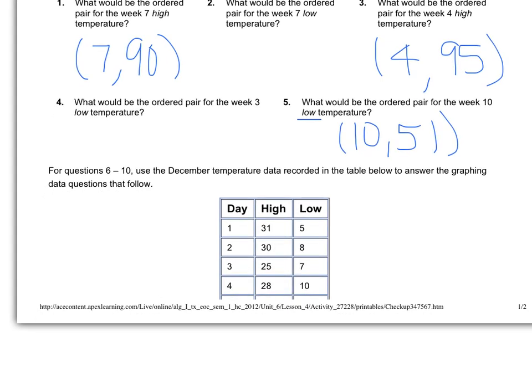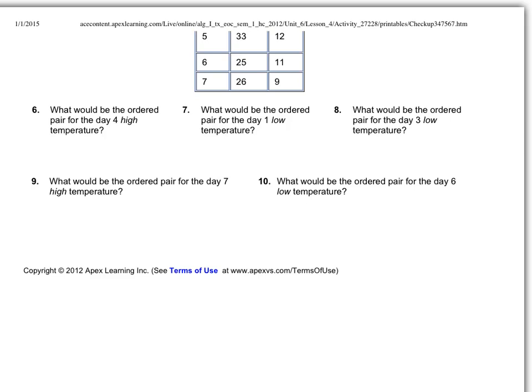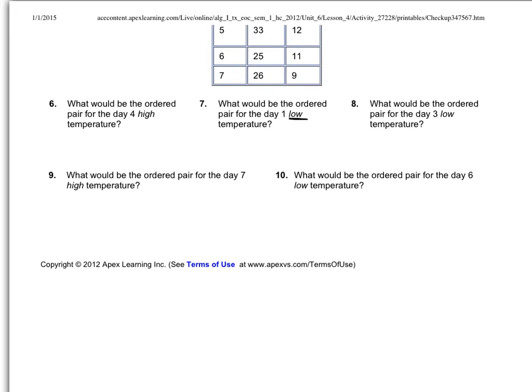For numbers 6 through 10, we're supposed to use this December temperature data to answer the questions given below. They've again given us some tables about the high and low temperatures in the month of December. Number 7 asks, what would be the ordered pair for the day 1 low temperature? We know it's going to be 1, and if we look at day 1, our low temperature was 5 degrees. So it would be the ordered pair 1, 5.